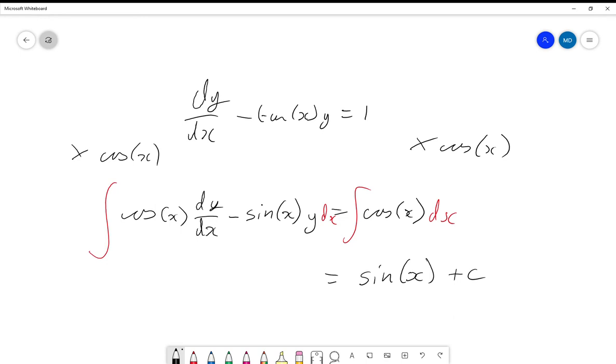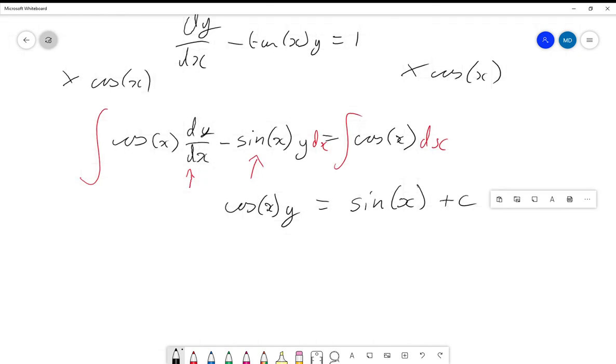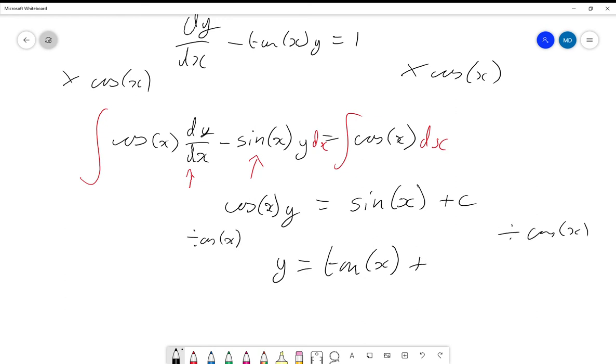The left hand side, though, the whole point of the integrating factor was that this is a product rule. It's the product of cosine of x times y, because if I differentiate here, we've had the y differentiated, but here we had the f of x differentiated. So in fact, this whole side, and this is the point of using an integrating factor, is just simply cosine x y. And now for our general solution, that tells us that y is equal to tan x, because I'm dividing by cosine, plus c lots of sec x.